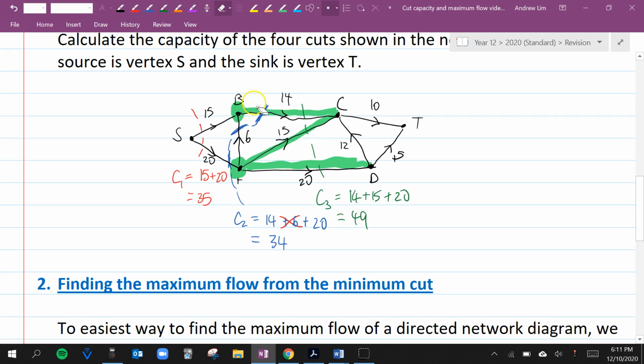I know it looks quite messy when I'm drawing all this out. I apologize for that. I want to do one more cut, which is right here. Pause the video, have a go, and see if you can find the cut capacity of that cut. We'll call it cut 4.